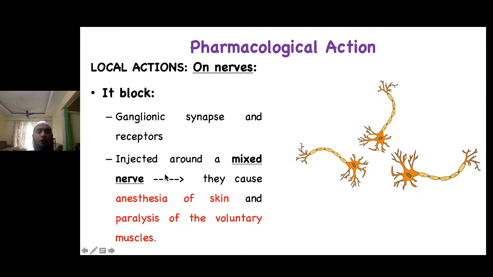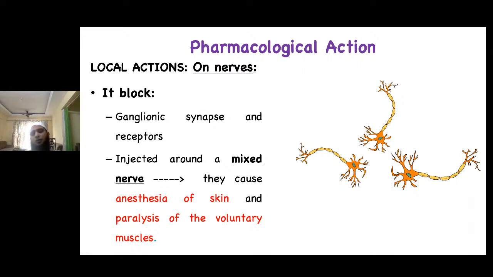So when you give an injection around the mixed nerve, it causes anesthesia of the skin and paralysis of voluntary muscles. This is the advantage. Whenever you need anesthesia of the skin, or if you want paralysis of voluntary muscles, you can give an injection around the mixed nerve. So these are the actions of local anesthetic, especially on the nerve.